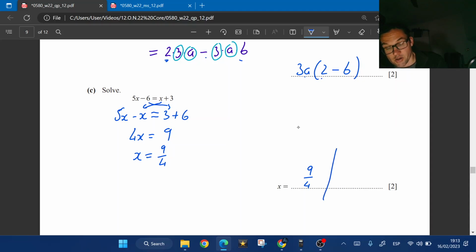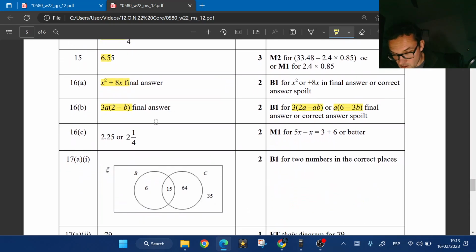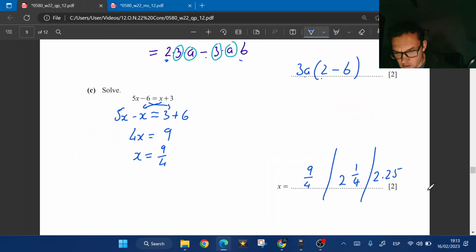I'm sure you can write it down as a mixed fraction if you want. So that will be 2 1/4 or 2.25. You don't have to write all of them, just one of them. They only gave these 2 options.